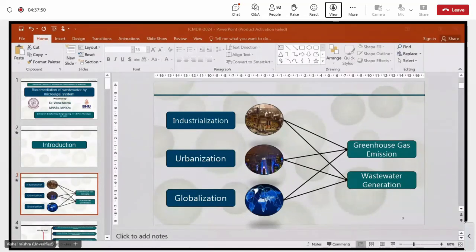Industrialization, urbanization, and globalization have made a surge in the last 2-3 decades. That has led to the serious enhancement in the emission of greenhouse gases and the volumes of wastewater. Now the next slide: what are the activities actually involved in polluting? Urbanization has led to several anthropogenic actions which produce a huge amount of wastewater. I have tried to show on the y-axis how these volumes of wastewater are increasing every 10 or 20 years.